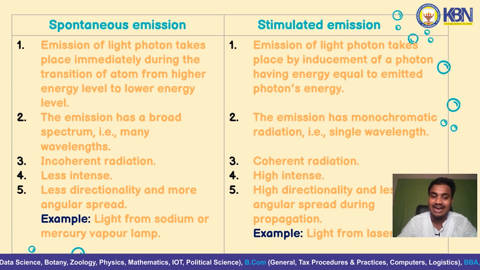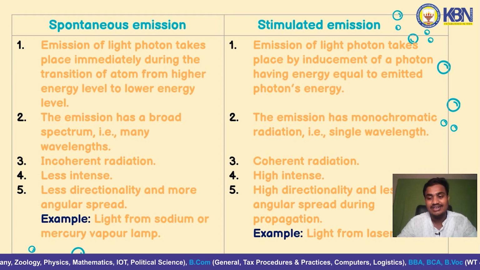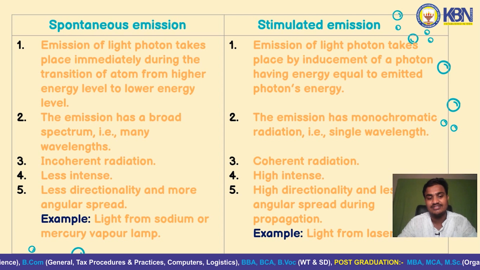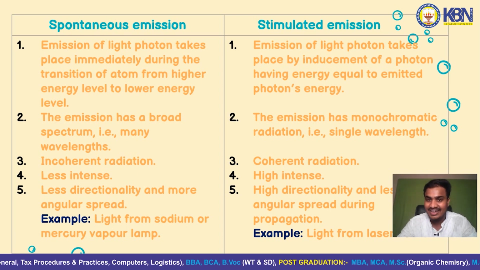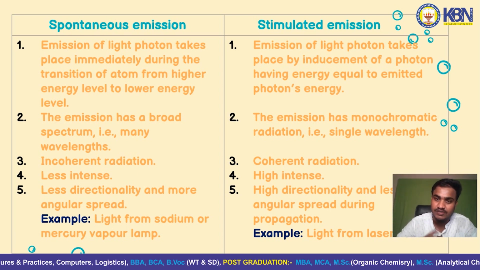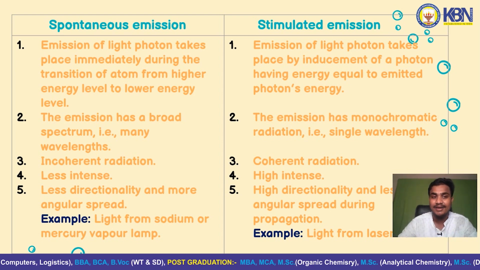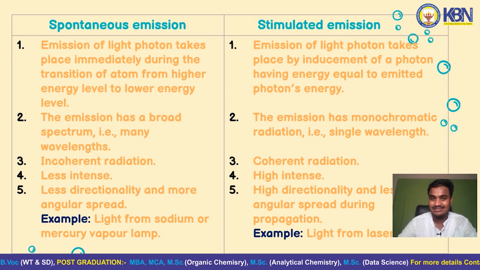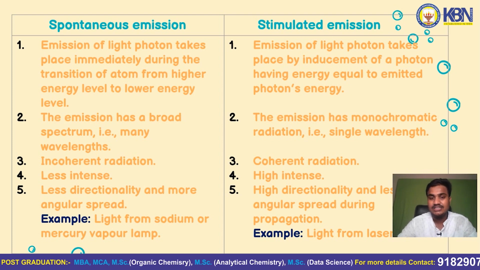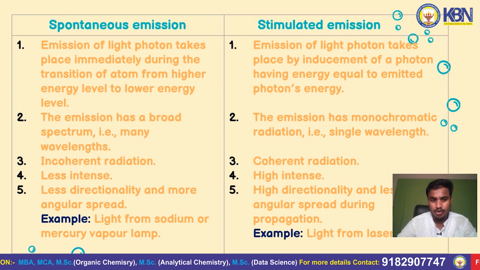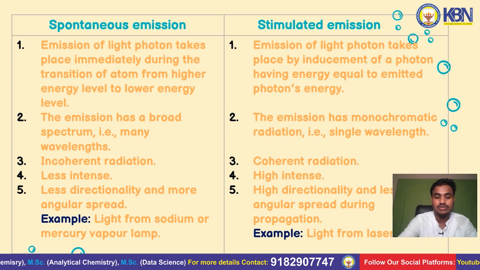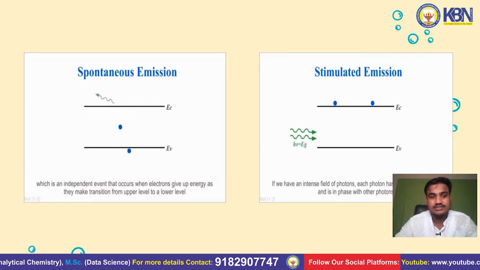The directionality is less for spontaneous emission, as is the angular spread. But the directionality of stimulated emission is more as compared to spontaneous emission, and the angular spread is also less. For spontaneous emission, the example is light from a sodium or mercury vapor lamp. For stimulated emission, it is light from a laser source.